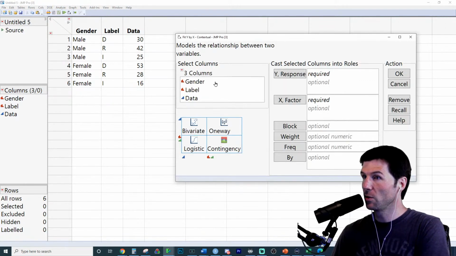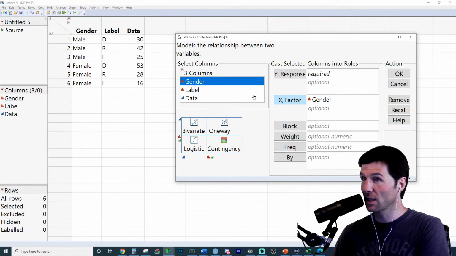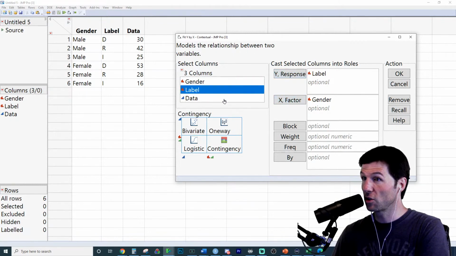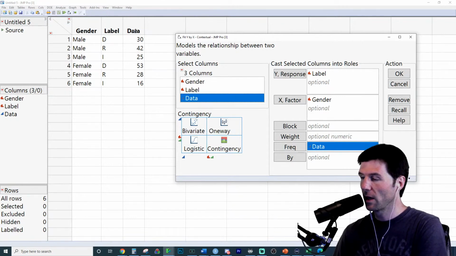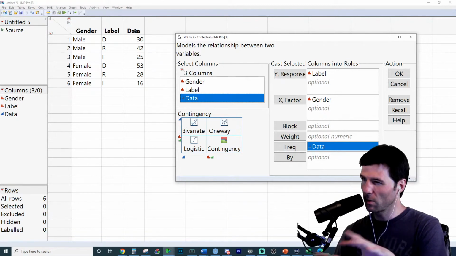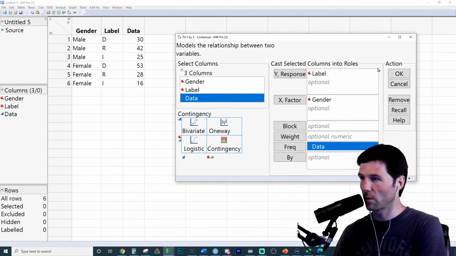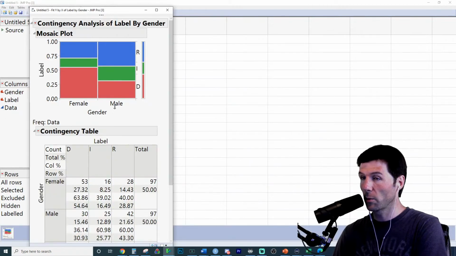We're going to go here to gender. Does that explain someone's political label? But don't forget to put your data here in frequency. These are the counts, data, the frequency, the counts of observations, like how many individuals are in this group. If you don't put it there, everything will look kind of even and you won't have done it correctly.